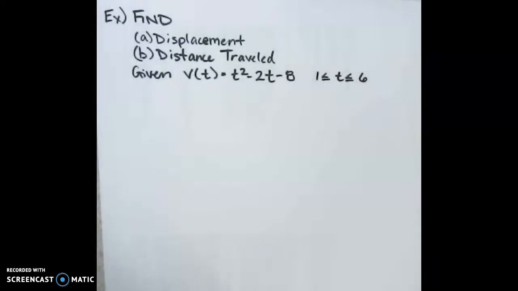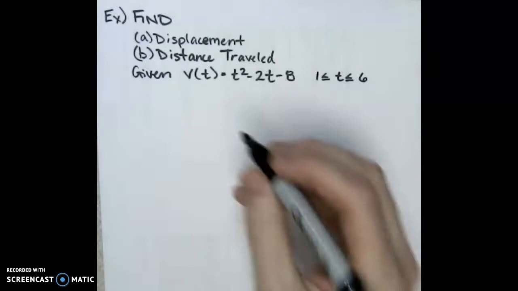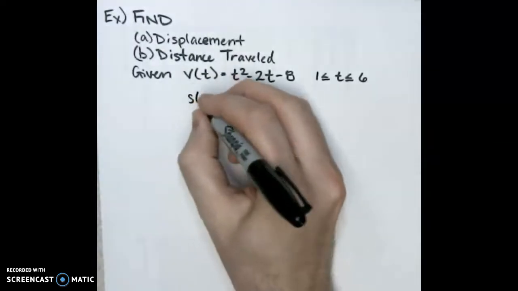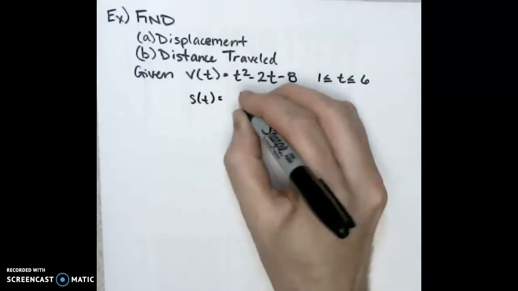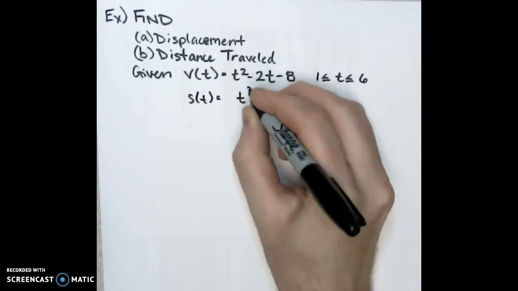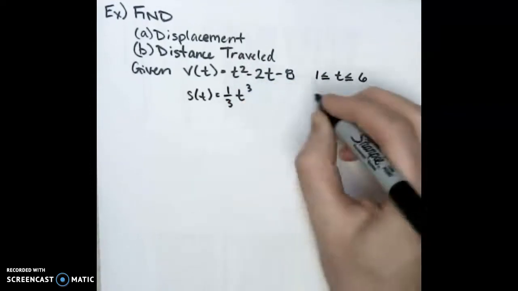All right, in this example, we're going to find the displacement and distance traveled given an object is moving in a straight line with this velocity function. So what we're going to do is find the first antiderivative of the velocity function to get the position function. So your position function will be, we're going to raise the exponent by 1 and divide by that exponent.